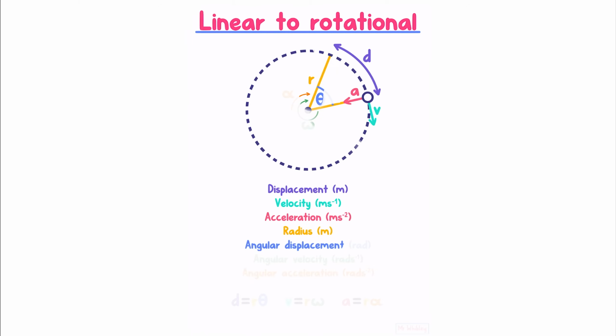The angular displacement theta can be related to the linear displacement with the equation d equals r theta. Similarly, we can relate our angular velocity with our linear velocity with the equation v equals r omega. And lastly, we can relate our angular acceleration with our linear acceleration with the equation a equals r alpha.